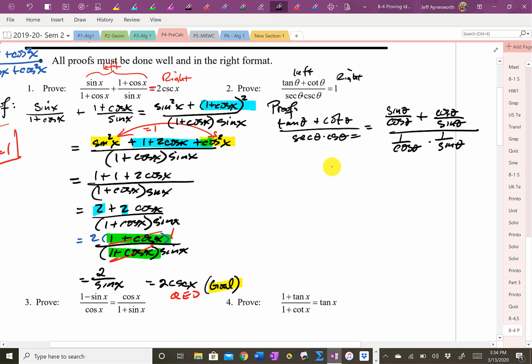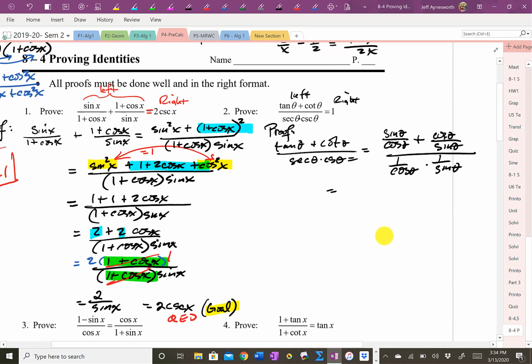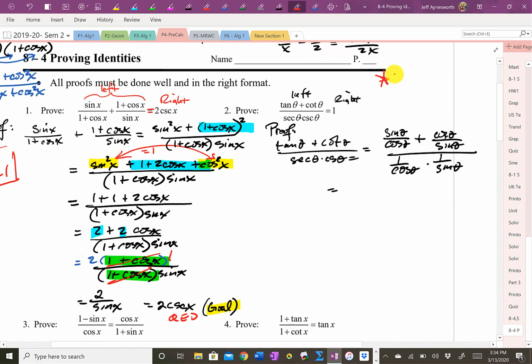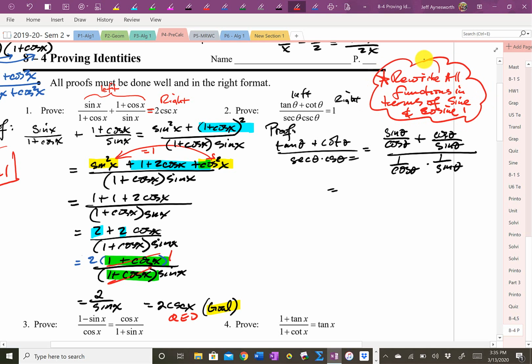This is one of the most basic techniques there is in proofs. You want to rewrite all functions in terms of sine and cosine. In fact, let me write that down. If you look back in your notes, we wrote that down. And the second thing I said is that you have to combine fractions, because having fractions within fractions is complicated. So you have to combine the fractions.